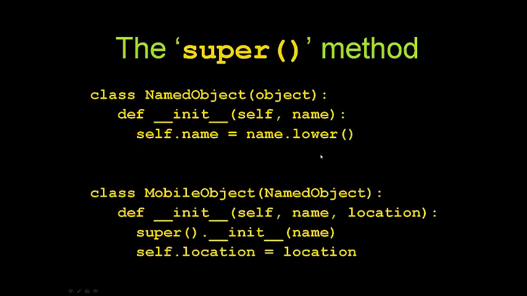Otherwise, well, it turns out you can do it this way. You can do super().__init__(name), and what happens is that this calls the method here. So super allows you to refer to the superclass object, which is now the name object.